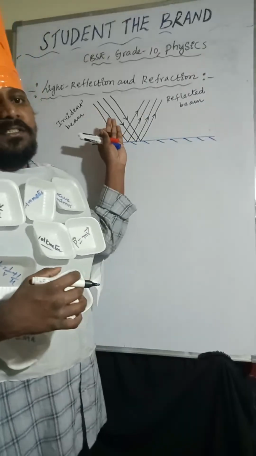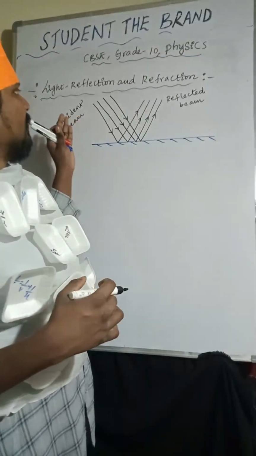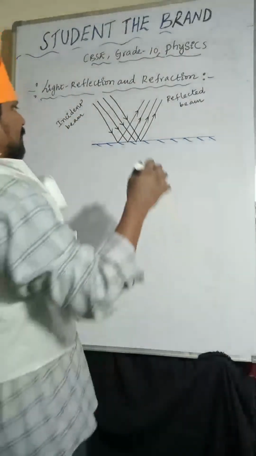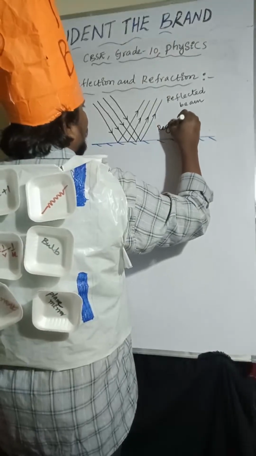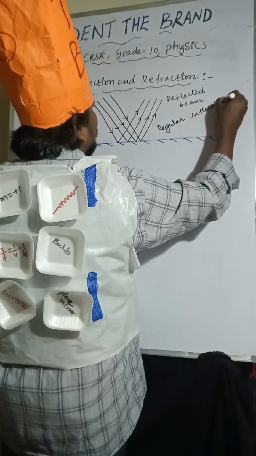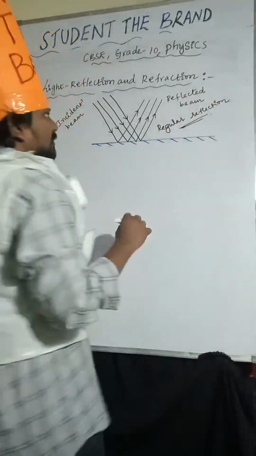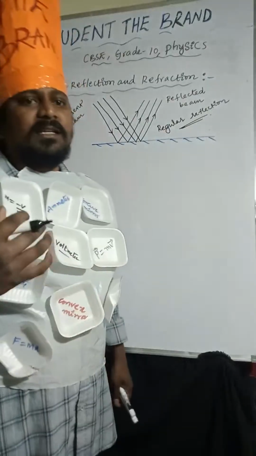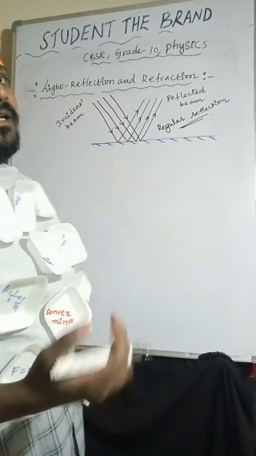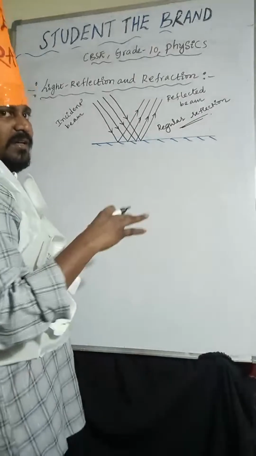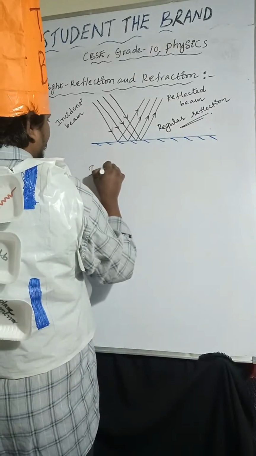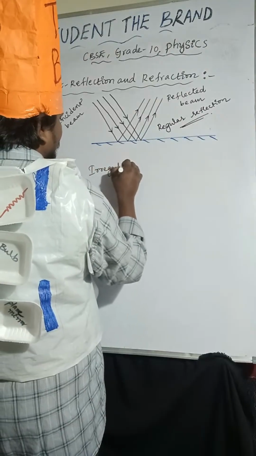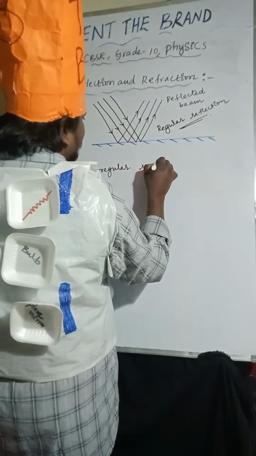This type of reflection is called regular reflection. Incident beam is parallel, then reflected light rays are also parallel to each other. Then this type of reflection is called regular reflection. Coming to irregular reflection.